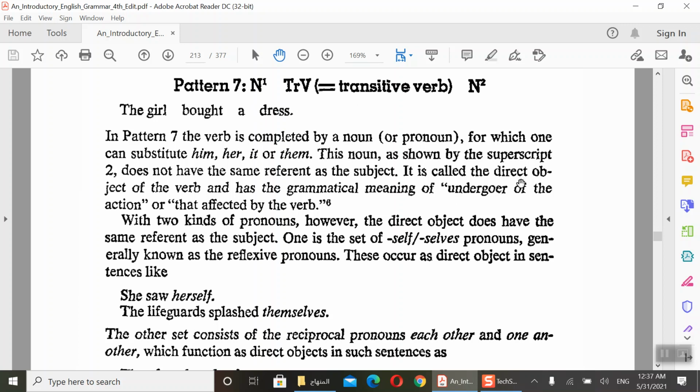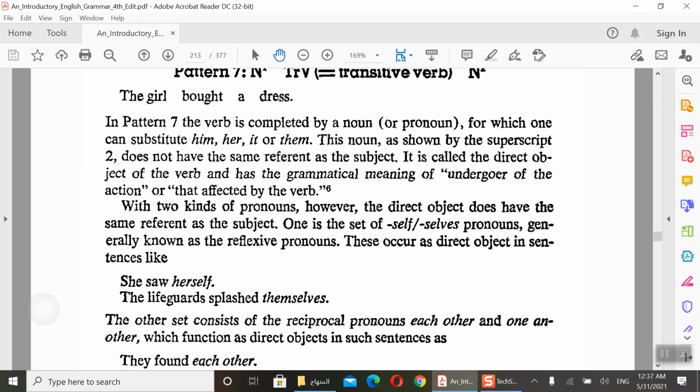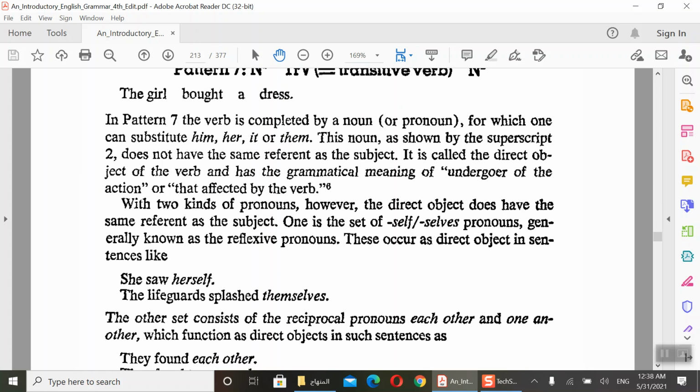And here it is called the direct object. It is the direct object of the verb, and in grammatical meaning it is the goer of the action or affected by the verb. In the fourth stage, inshallah, you will study all these in detail: the meaning of the object, the meaning of the subject, affected by the verb.